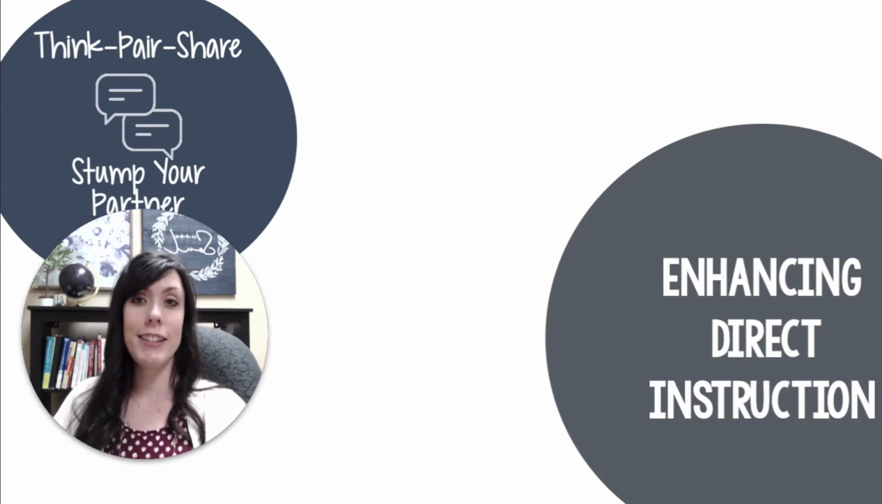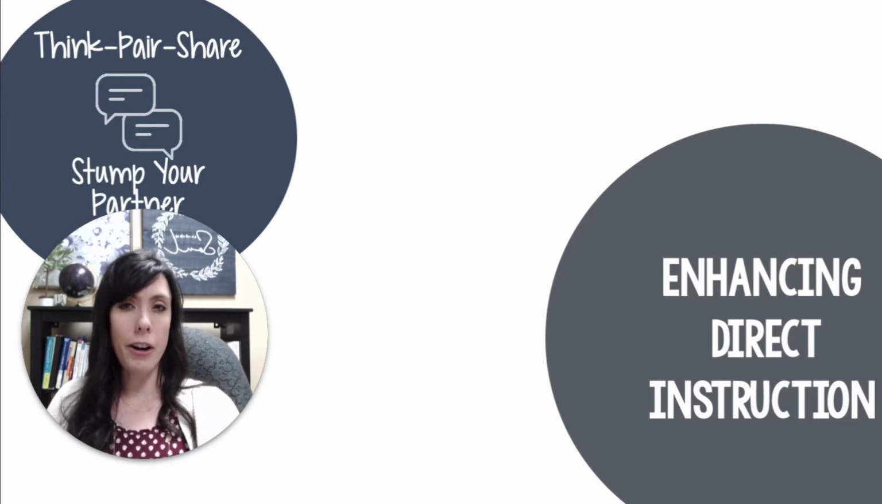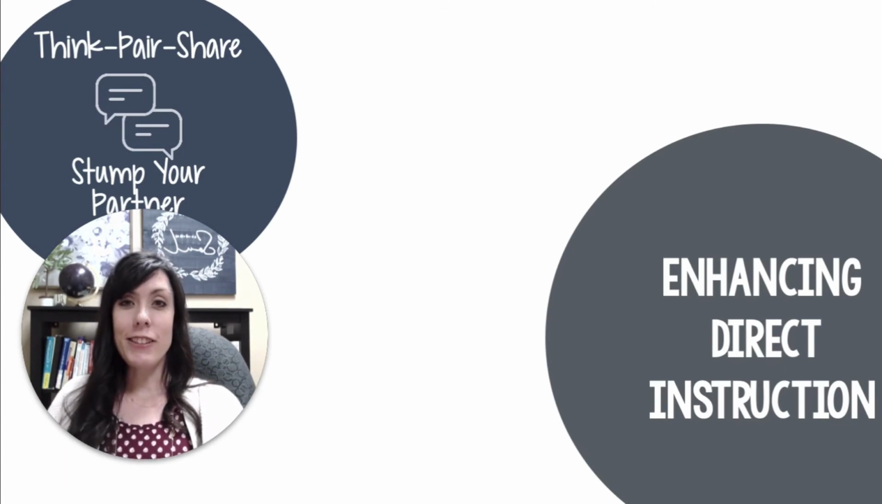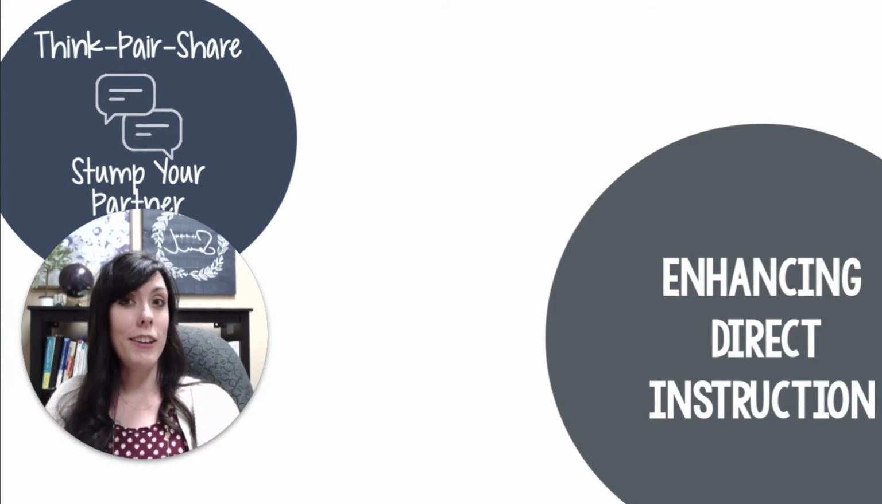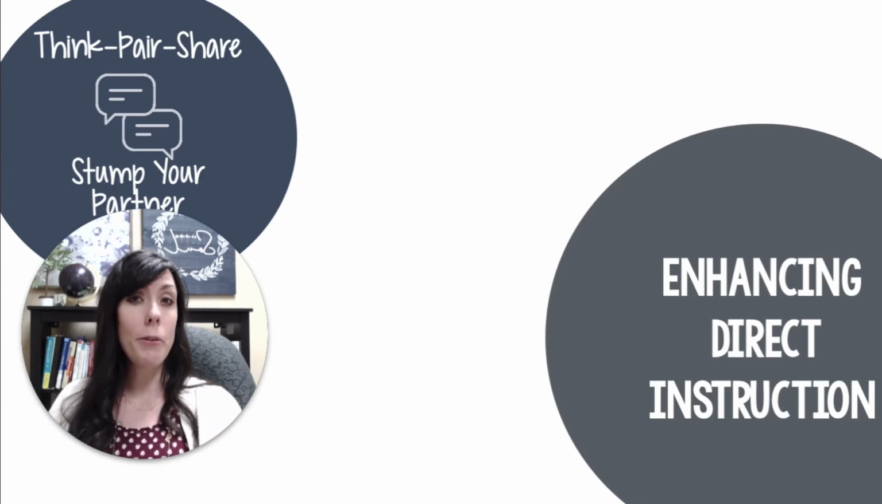Similar to that is another idea called stump your partner. Very similarly, teachers present material to the students and then pause and ask students to pair up and come up with a question that they think will stump their partner. This does several things. It ensures that they're actually paying attention to what you're teaching them, but it also requires them to use higher order thinking skills to be able to come up with a deep question that will stump their partner.